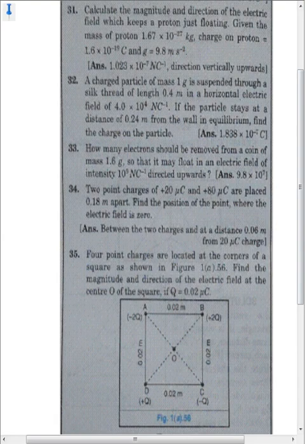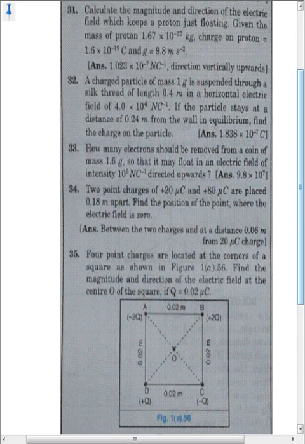Now moving over to the 31st question, which asks us to calculate the magnitude and direction of the electric field which keeps the proton just floating. The mass of the proton has been provided as well as the charge. So the magnitude and the direction of the field is exactly the same as that of the previous one, where the field was acting in the upward direction to balance a positive charge. So I won't be really doing this, because as you know, the procedure is exactly the same as the previous one. I would really request you to try it yourself, to check whether you have understood the discussion that I did for the previous question.